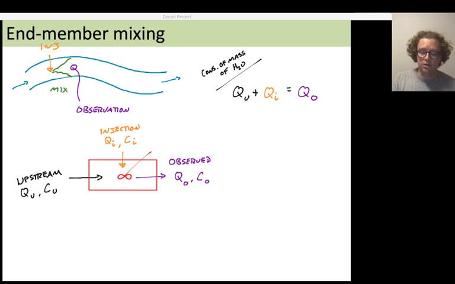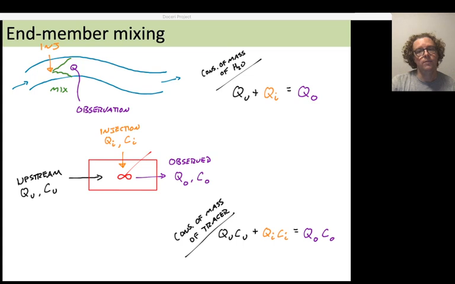The second conservation law that we can write is conservation of mass for our tracer. And so for our solute tracer, the mass rates look something like this. How much mass is flowing in from upstream? Q upstream times C upstream. And the same for the injection, QI times CI. So the left-hand side represents the mass rates flowing into our control volume. The right-hand side, QO times CO, the mass rates flowing out of our control volume.